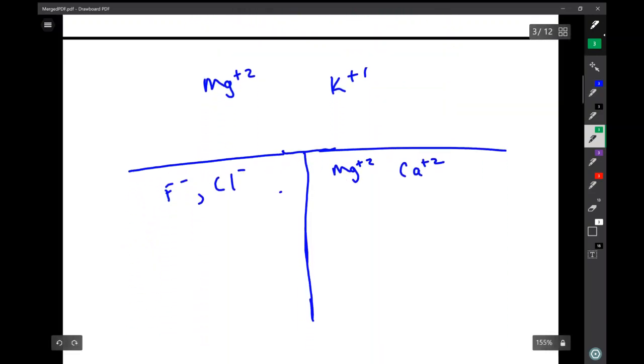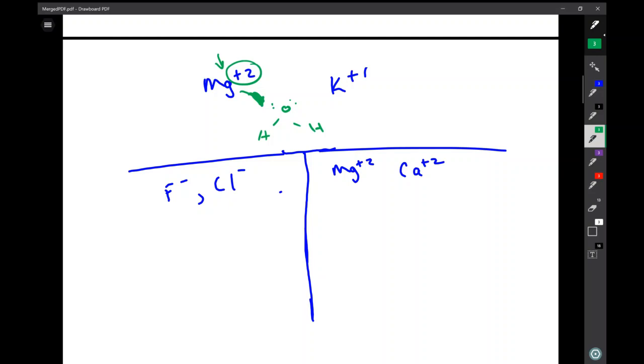Here's a couple other examples here. So, Mg plus 2, K plus 1. Just like last time, this one will work better, because you have your water molecule. Your +2 charge, stronger positive charge, is going to have a stronger attraction towards the oxygen in that water molecule.